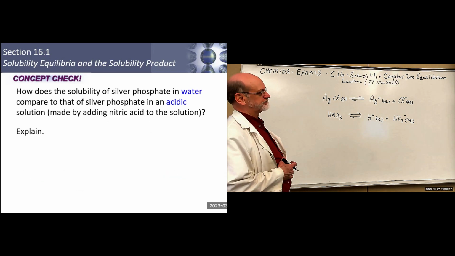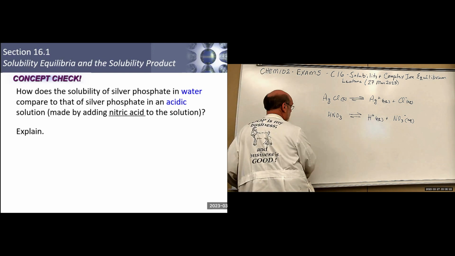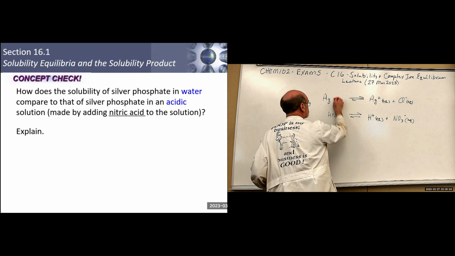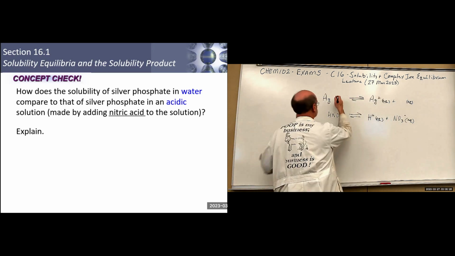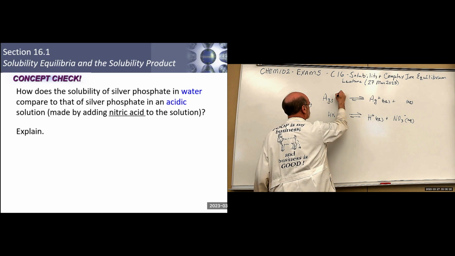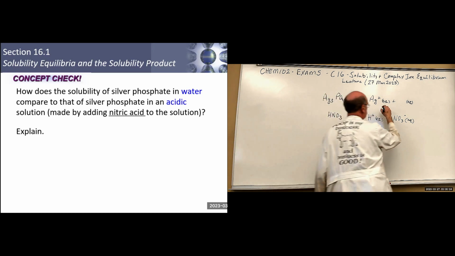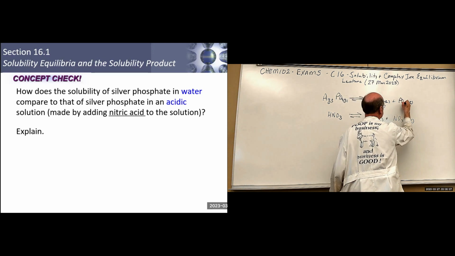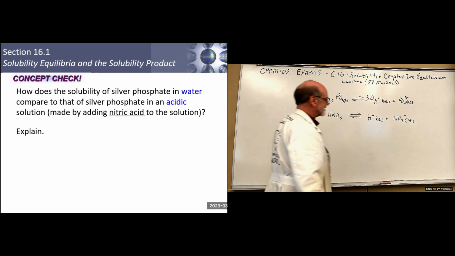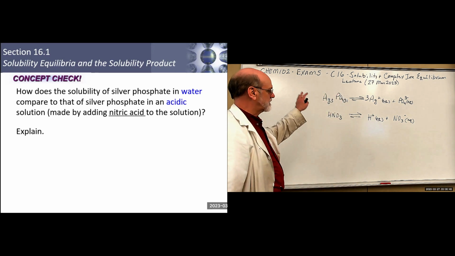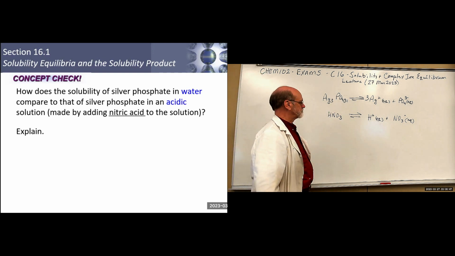What about silver phosphate? All right, let's change this to a silver phosphate. All right, and we should have 3 of these and 1 of these. It's solid, and then we need a phosphate over here. And we need 3 of those. Okay. What effect will this have on the silver phosphate solubility?